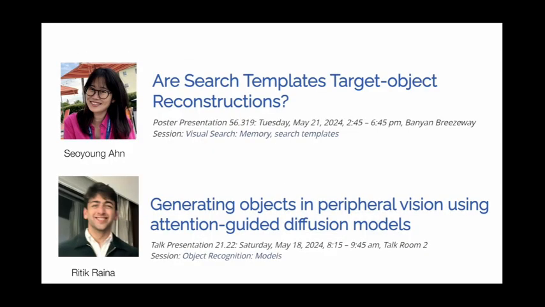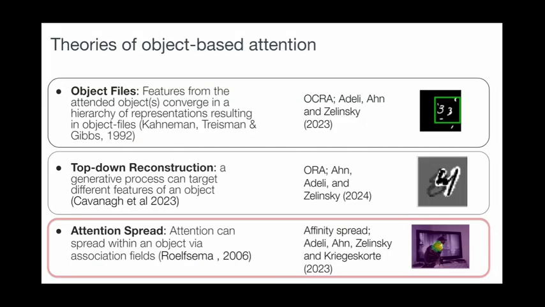All right, if you're more interested in learning about the top-down approach in order to predict attention, Seoyoung is giving a poster, but also there's a talk tomorrow morning that is using diffusion models in order to generate targets in the periphery in order to be able to attend to it. It's really interesting, both of them.